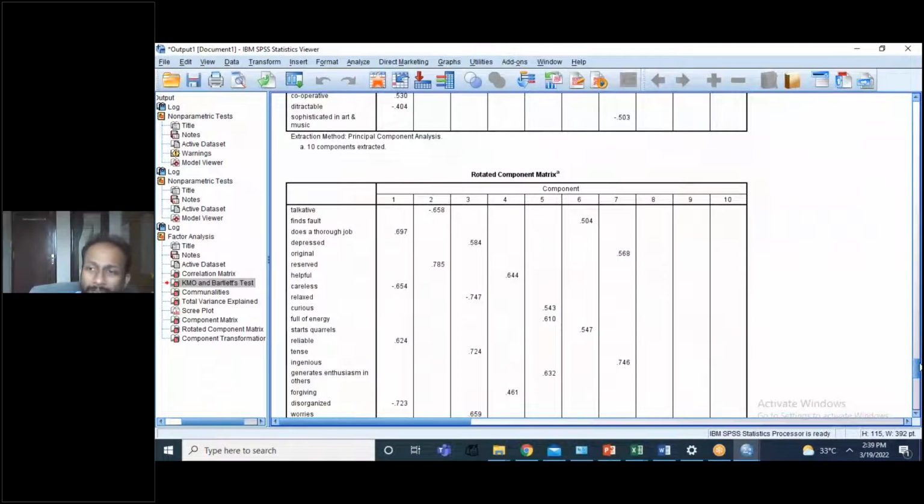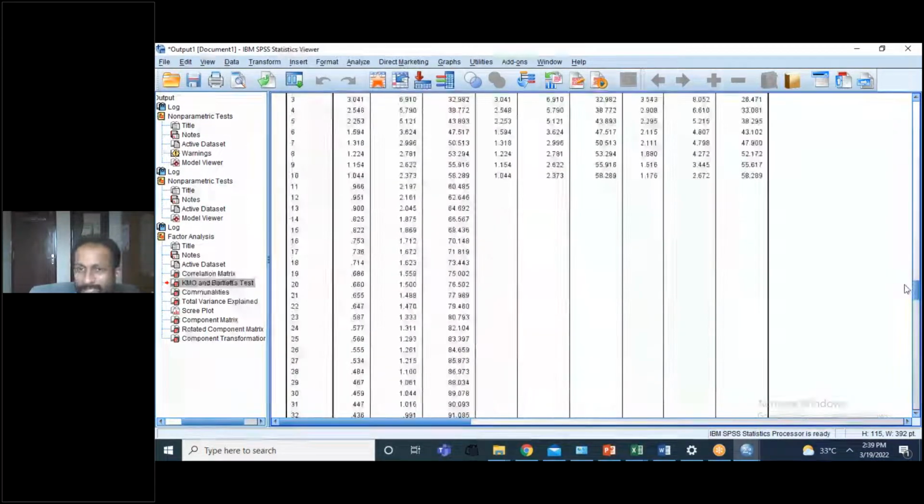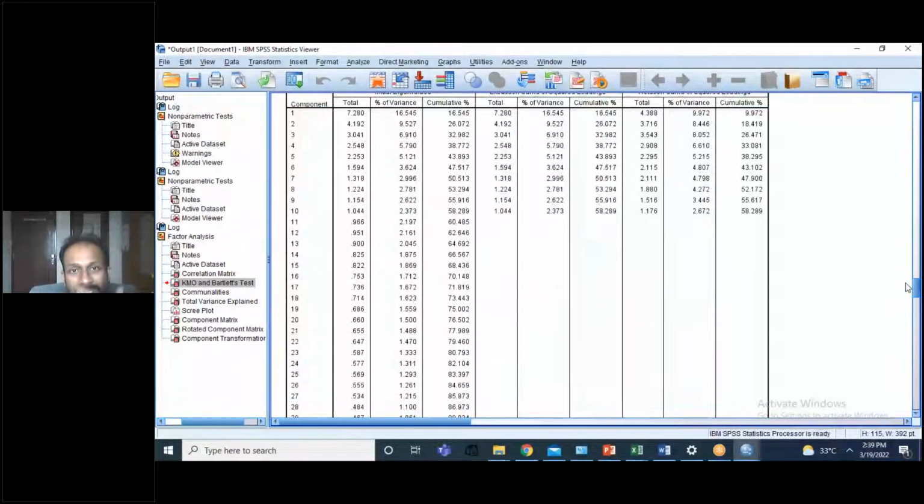So basically what you are doing in factor analysis: first, you have to understand that factor analysis is basically a data reduction technique.